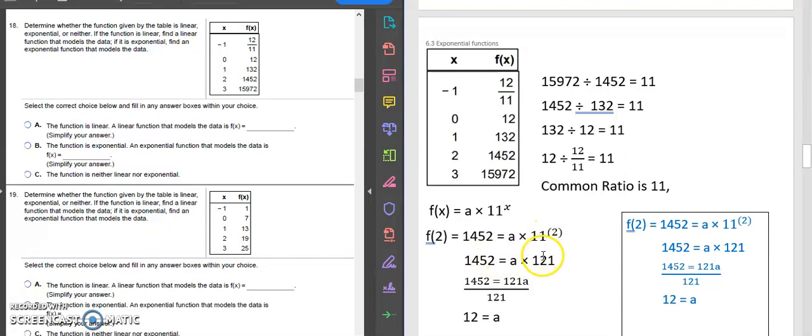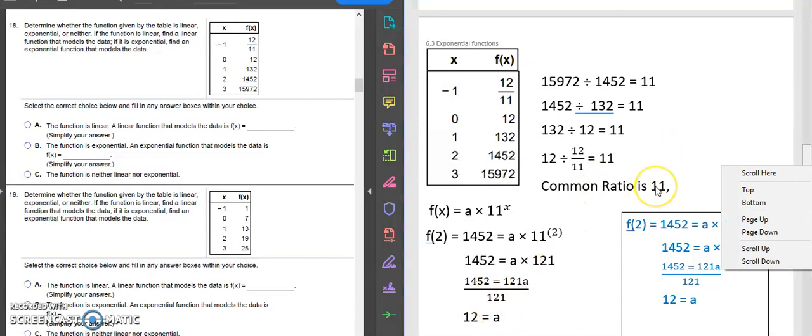So 11 squared is going to give you 121. We have 121 times a equals 1452. To get a by itself, we divide both sides by 121. And we end up with a as our final answer here. So that means a is going to be 12.